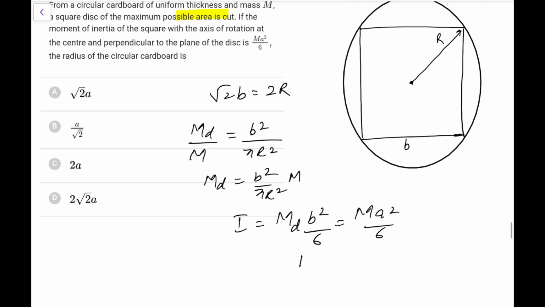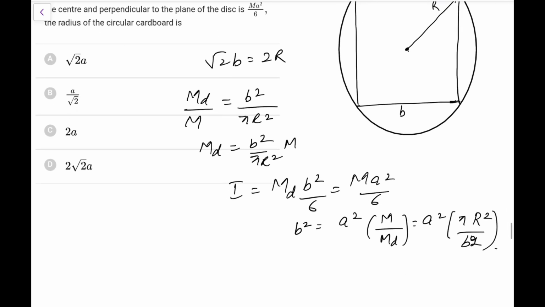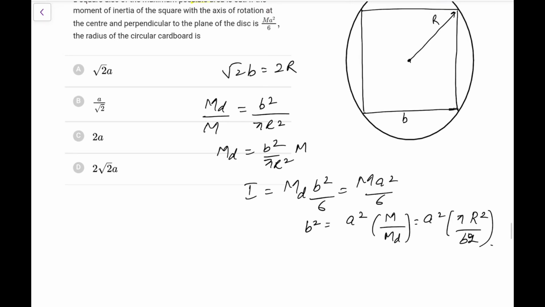That means this b square would be equal to a square into m upon m of disc. And what is this m upon m of disc? That would be equal to a square upon, if I do this, it will come out as pi r square by b square, if I am right. Yes, it would be like this. So this would be m upon m of disc that we can write here. This is a somewhat typical thing to get.